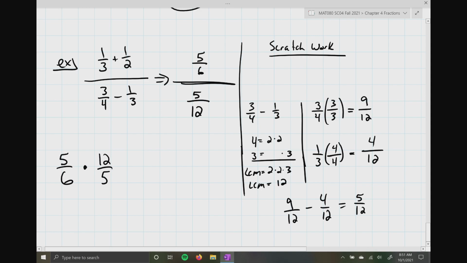Now here, I can definitely simplify some stuff. So let's look at that very first fraction, the 5/6. 5 is prime. 6 is 2 times 3.